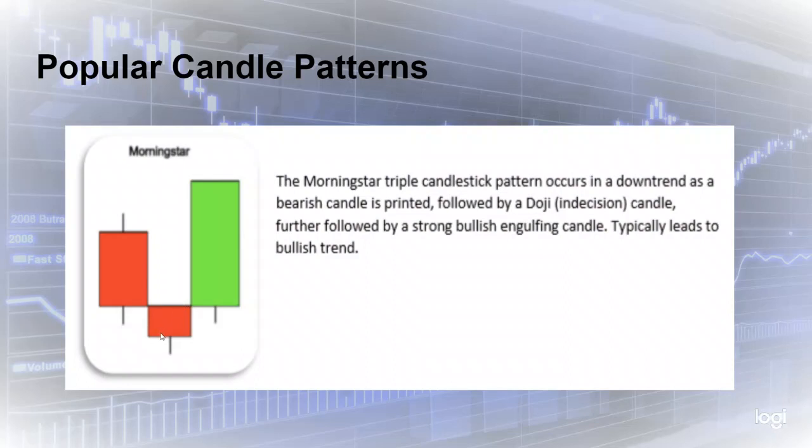So what we've got is the bearish candle here. We've sort of got an indecision candle. This is not actually a doji candle, but it's an indecision candle. It's not really moved much. It's got a bit of a wick. And then we have this engulfing candle that engulfs the candle before it. So the whole of this body would cover the whole of this body. And this typically leads to a bullish trend.